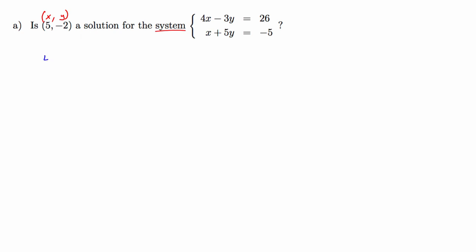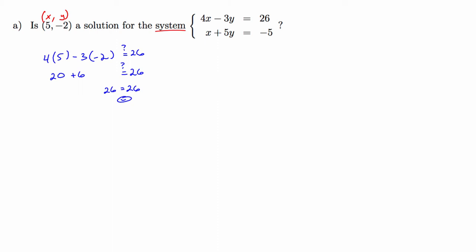So the question now becomes, is 4 times 5 minus 3 times negative 2 actually equal to 26? Simplifying the left side of the equation, 4 times 5 is 20, negative 3 times negative 2 is a positive 6, and so the question now is, is 20 plus 6 equal to 26? Well, we know that it is, so the first equation checks out. The fact that (5, -2) worked for the first equation in the system tells us nothing. To be a solution for the system, it has to work for both equations, so we need to continue checking.